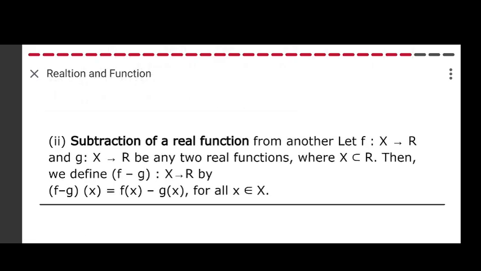II. Subtraction of a real function from another. Let f: X → R and g: X → R be any two real functions, where X ⊂ R. Then we define f − g: X → R by (f − g)(x) = f(x) − g(x) for all x in X.